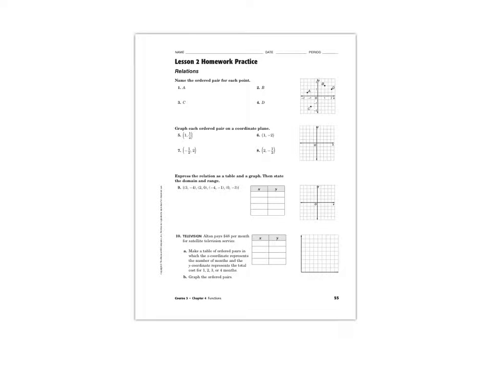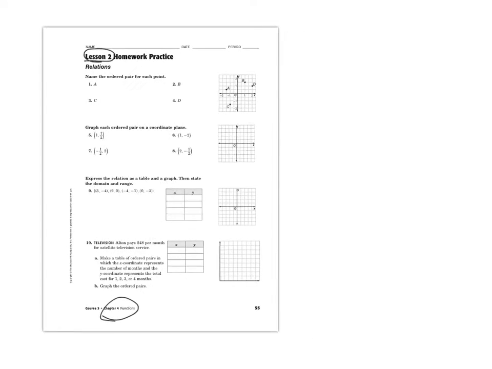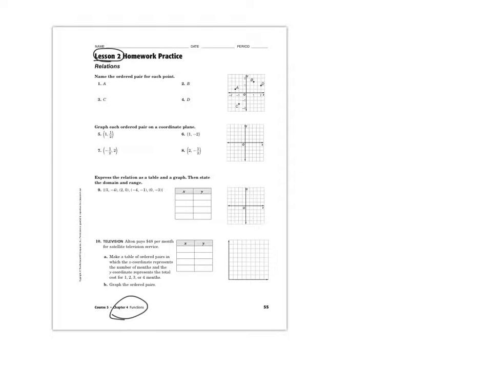Today we're going to cover Chapter 4, Lesson 2, which is about relations. There are a couple of ways that we can represent relations. The first one here is by an ordered pair. An ordered pair is the x and y coordinates of a point on a graph.